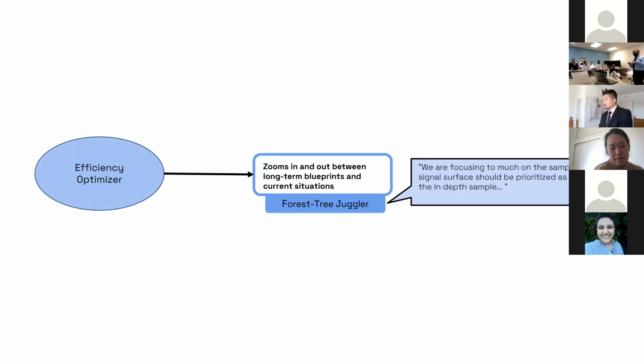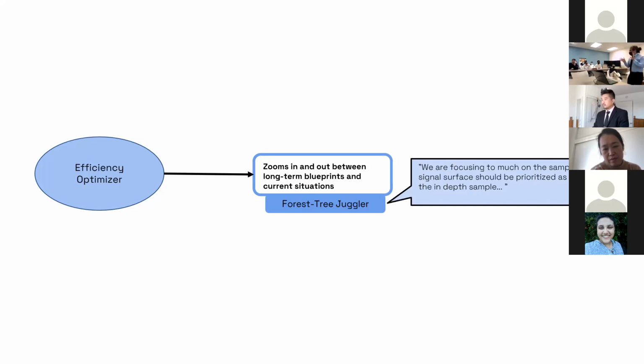The function here is forest tree juggler, which zooms in and out between long-term blueprints and current situations. And this is our quote from this year of the sim: "We are focusing too much on the samples. The surface should be prioritized as much as the in-depth." So it's like zooming in and out between the details of the plan.